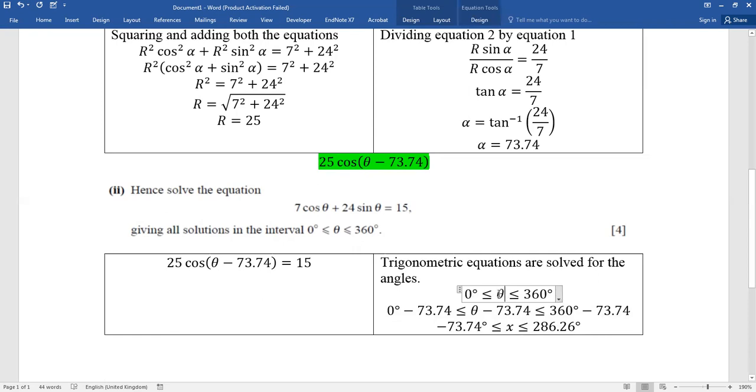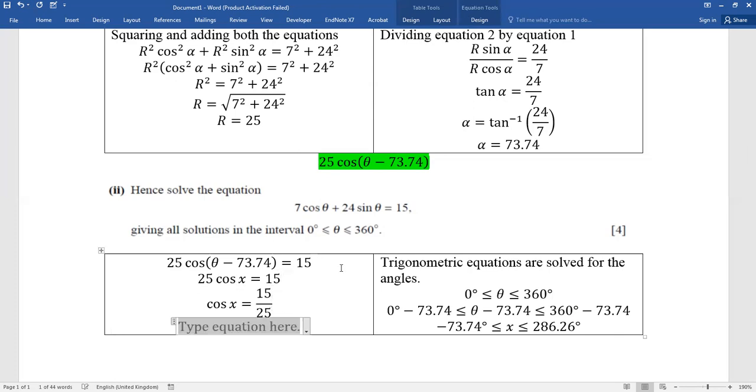Remember, we want to subtract 73.74 from theta, so we also have to do it from 0, and we also have to do it from 360 in order to make sure that the inequality remains balanced. Now, this entire angle, theta minus 73.74, I've named it as x. In order to avoid confusion, I'll say 25 cos x is equal to 15. So cos x is 15 over 25. If you simplify this, you get 3 upon 5.